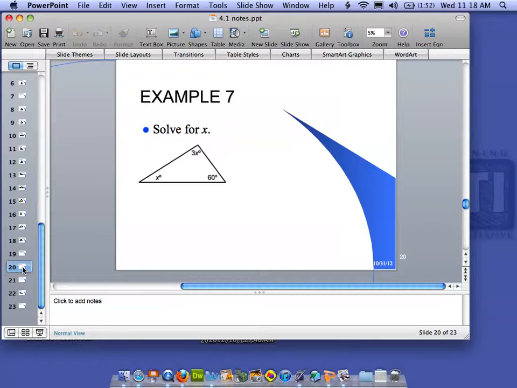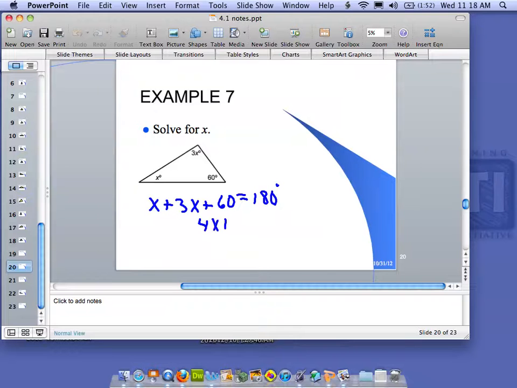So for example number 7, it says solve for x, and in order to do that, if you know that the angles are going to add up to 180 degrees, then make an equation that says so. x plus 3x plus 60 equals 180, and then solve that. Combining your like terms, subtracting your 60 on both sides, and dividing through by 4, x is equal to 30.